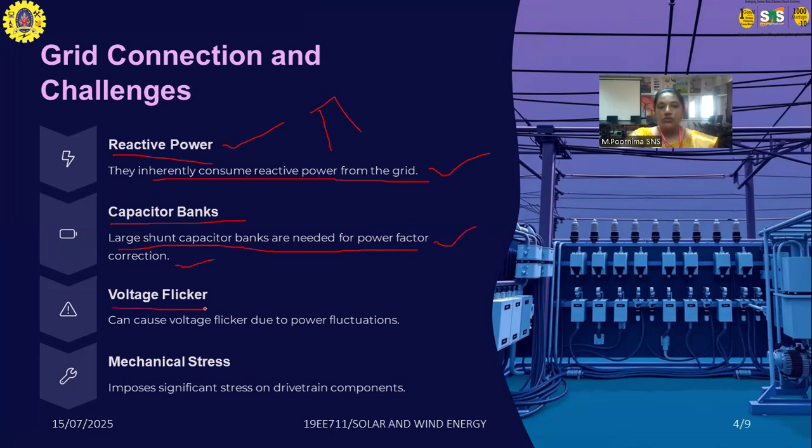The next one is voltage flicker, caused by the power fluctuations. These are the main challenges. And the last and most important challenge is mechanical stress, the significant stress on the drive train components. These are the challenges faced when the fixed speed wind generator is connected to the grid.